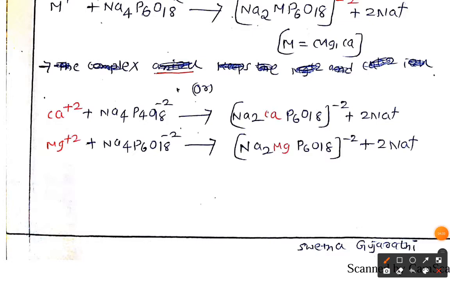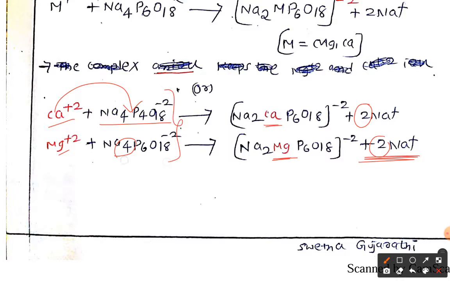If you take the equation, here we have the calcium. This is the complex ion we got. The 2 sodium ions are replaced with calcium, so you get the calcium complex, and 2 sodium ions come out. Next, if you take the magnesium cation, this magnesium ion replaces the 2 sodium ions, so you get the magnesium complex, and two sodium ions come out. These are the equations for Calgon. Calgon is important. You have to remember the formula of Calgon and how this reaction happens.